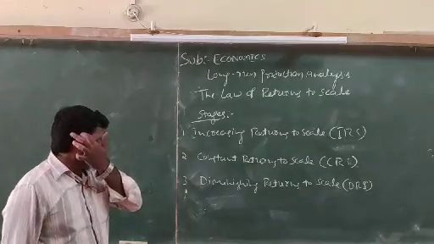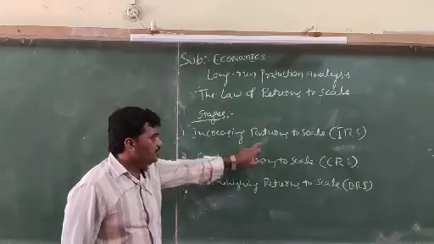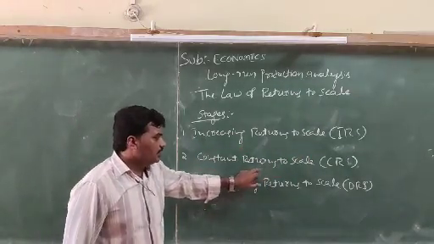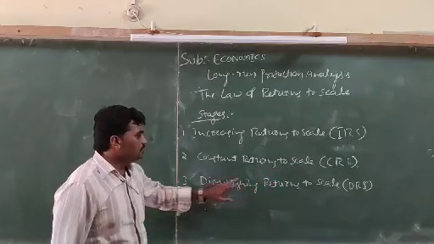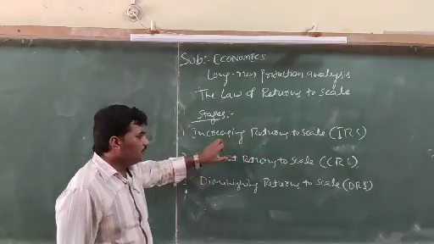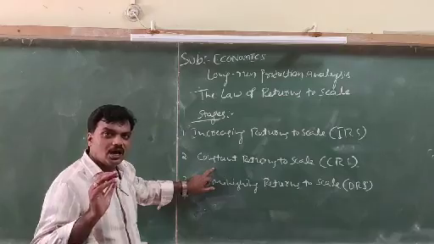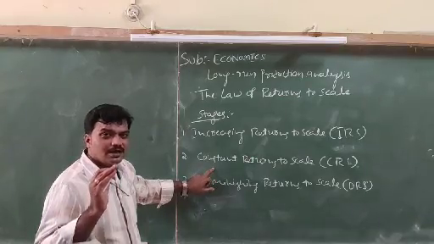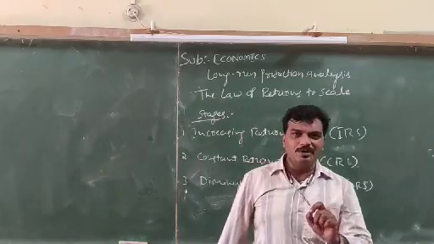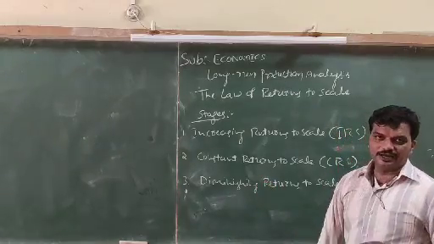So what is the meaning? What are the stages of production here? The first stage is increasing returns to scale, second is constant returns to scale, and third is diminishing returns to scale. That means the output increases at an increasing rate in the first stage. In the second stage, the output increases at a constant rate, and in the third stage, the output increases at a diminishing rate. Diminishing means what? Decreasing rate. The output increases at a decreasing rate.